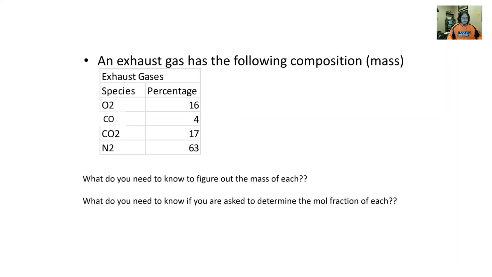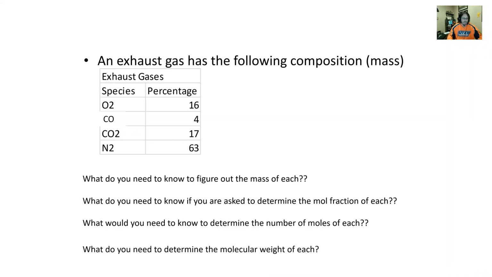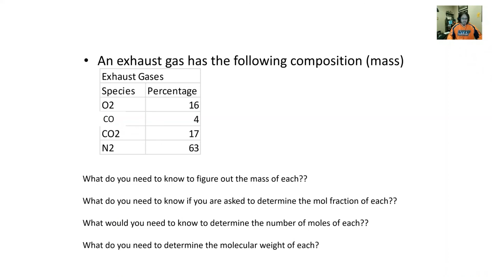Okay, well, it gets a little bit more complex, does it not? So it starts helping to tabularize everything. What would you need to determine the number of moles of each? Again, probably start off with a basis and calculate it through, but it's good to start tabularizing everything, and I'll show you an example table. What would you need to determine the molecular weight of each? That one's pretty straightforward. The molecular weight would be figured out by looking at a periodic table, really.